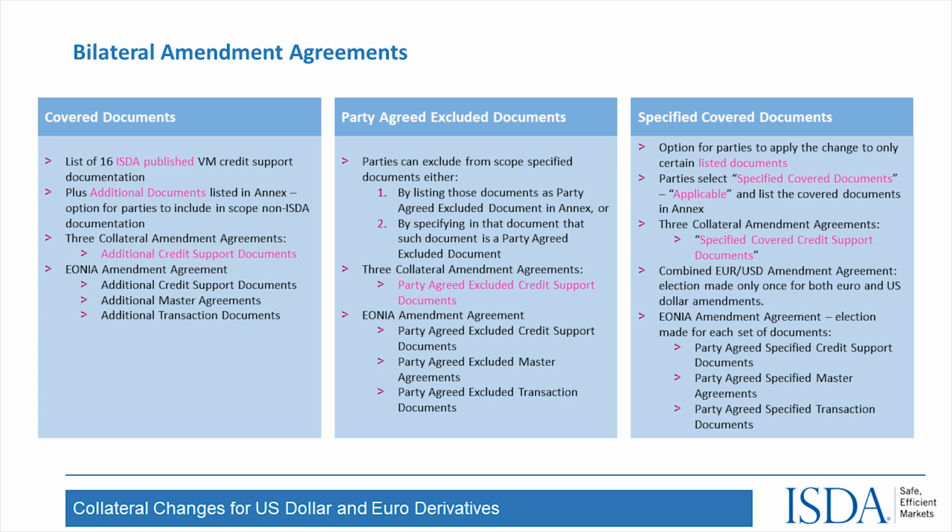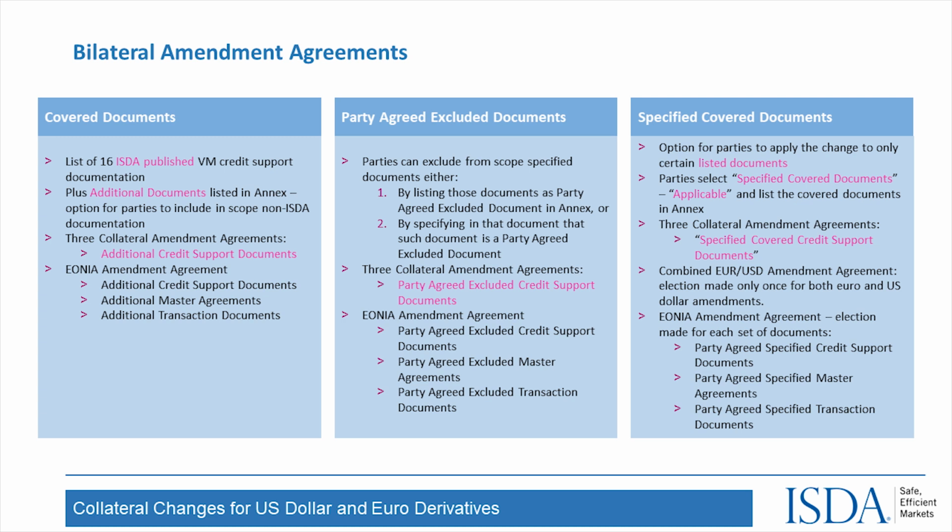Again, similar to additional documents, in respect of the 3 collateral amendment agreements, it's only credit support documents that parties are excluding, whereas in the Ionia Amendment Agreement, parties can exclude credit support documents, master agreements, or indeed any transaction documents.